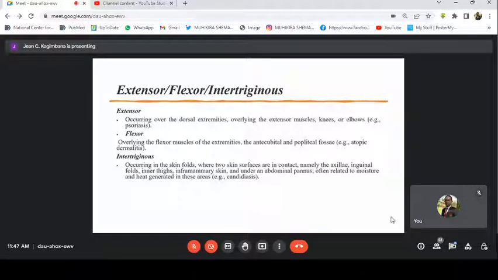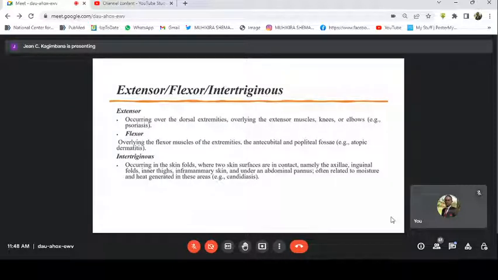Flexors, overlaying the flexor muscles of the extremities, the antecubital and popliteal fossa. Here, plaque on antecubital fossa. This is characteristic for atopic dermatitis. Okay? And it helps you to know when you have this localization to link it with atopic dermatitis or popliteal area.